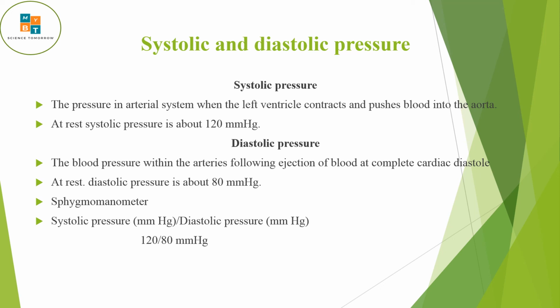We have discussed the structure of the heart in my previous video, so you can refer to that for how the parts of the heart are arranged. So when the blood has gone out of the heart, when the heart is in diastole, that is when the heart is relaxed, that pressure is the diastolic pressure. In a normal situation, the resting diastolic pressure is about 80 millimeters of mercury. We can measure the blood pressure using a sphygmomanometer. So we write it like that: systolic pressure over diastolic pressure, 120 by 80 millimeters of mercury. Thank you.